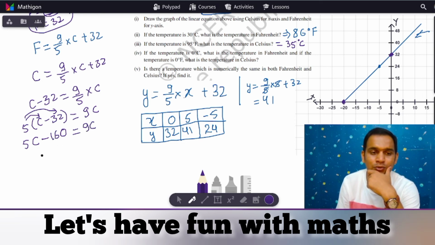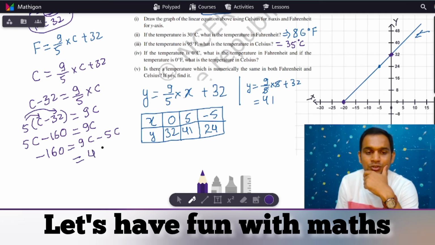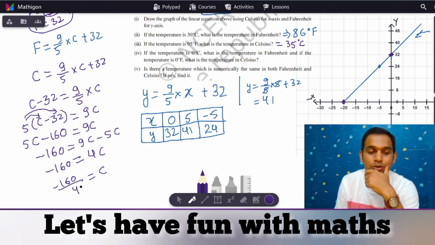So we will take this to the other side. Minus 160 equals 9C minus 5C. 9C minus 5C is 4C. 4C equals minus 160. 4 is in multiplication; when it comes to the other side, it comes in division. Minus 160 by 4 equals C. So when you divide, you get 40.